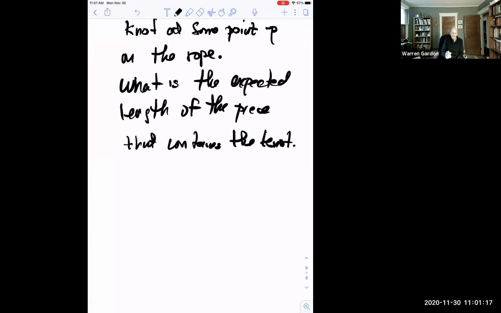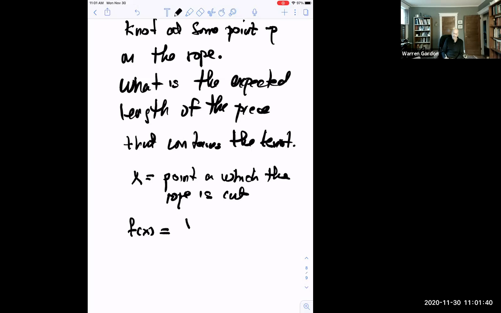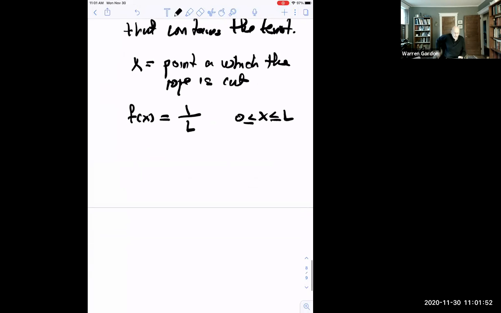So I'm going to let X be the point at which the rope is cut. And since we're told the point at which we cut is uniformly distributed, I know that the PDF is just 1 over the length. Okay, that's my PDF. And it's 0, of course, elsewhere. Now, here's what could happen. There are two cases, so let's be careful.